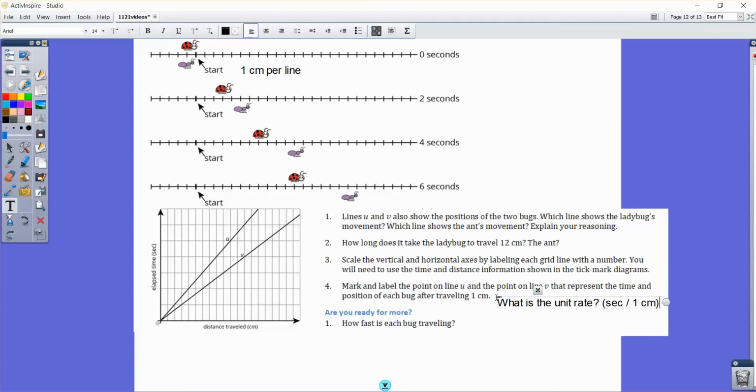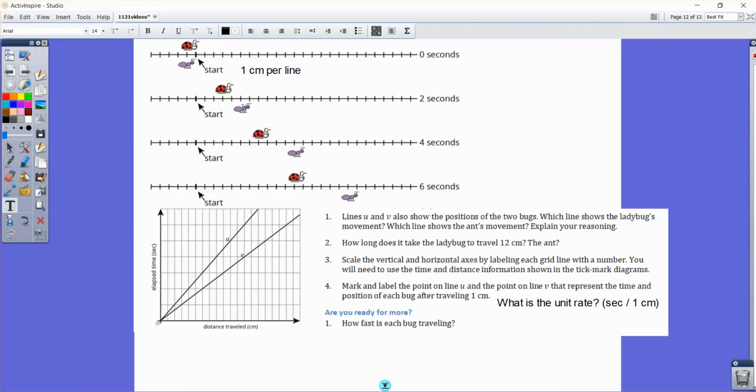In other words, figure out how much time it takes somebody to go something, and then divide it by 1 to figure out what this unit rate is. After traveling 1 centimeter, how much time is it taking them for traveling 1 centimeter? Now here's a hint. In 2 seconds, this ladybug has traveled 3 centimeters. In 2 seconds, this ant has traveled 5 centimeters.